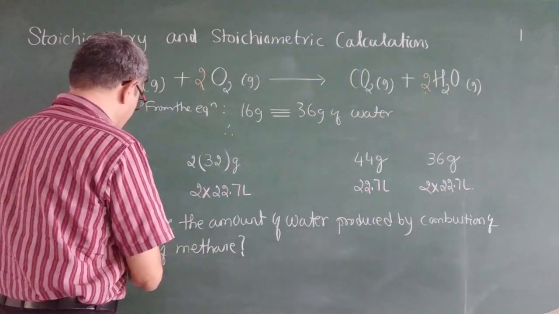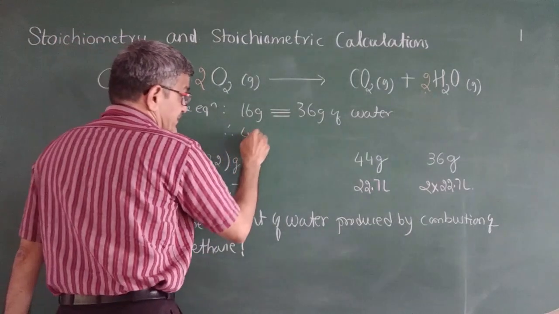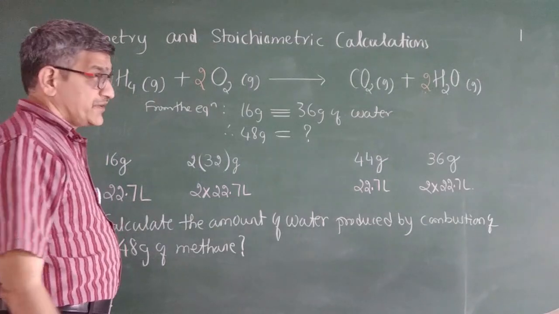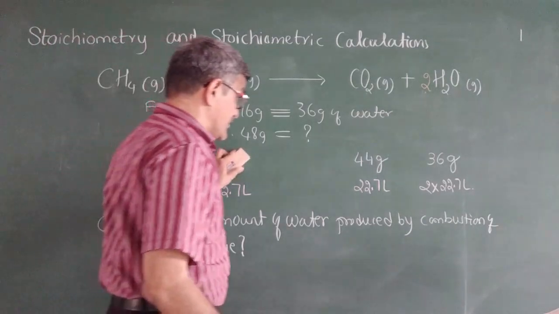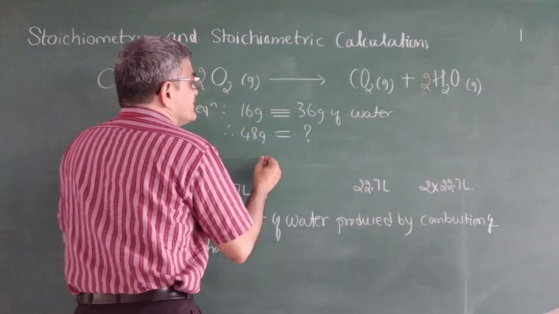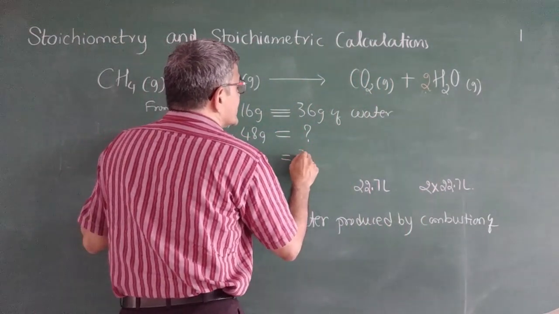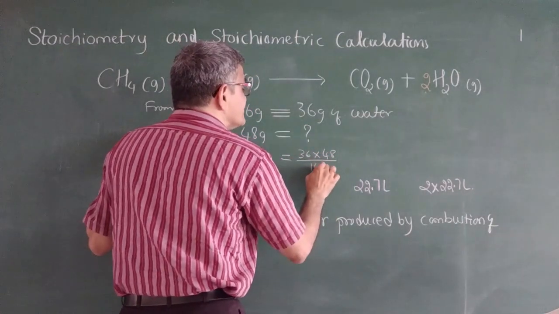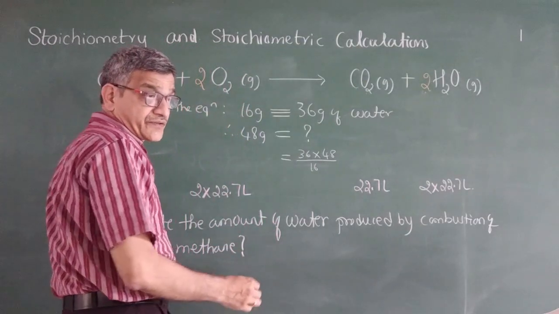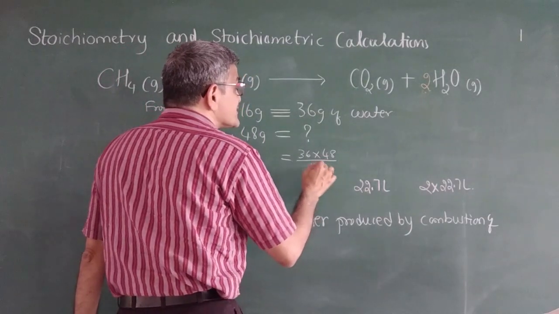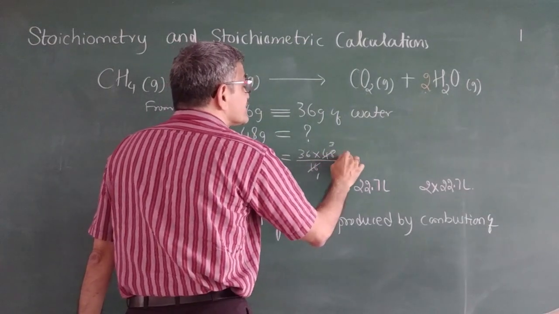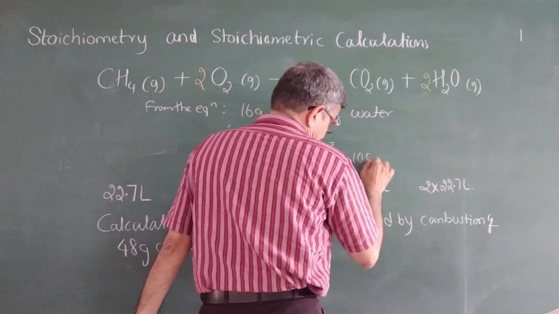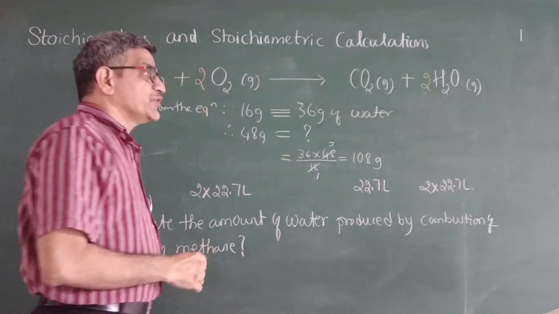So therefore, if we take 48 gram of methane, 48 gram of methane corresponds to how much? So how to calculate that? Cross multiply. That is equal to 36 into 48 divided by 16. 16 ones are 16, 16 threes are 48. 36 into 3 is 108. 108 gram. You have to write the unit also.